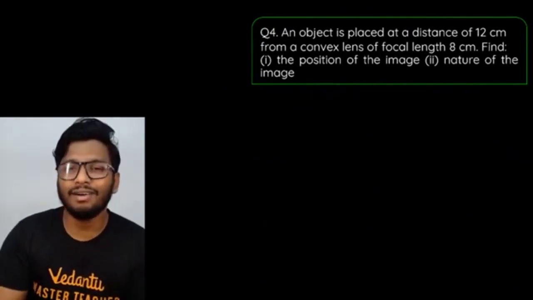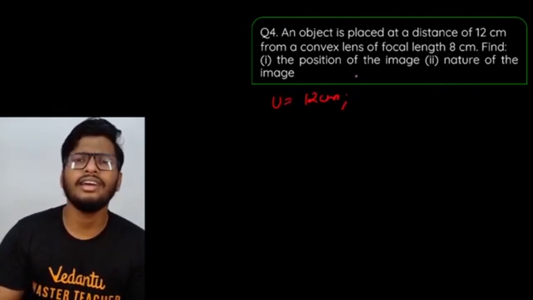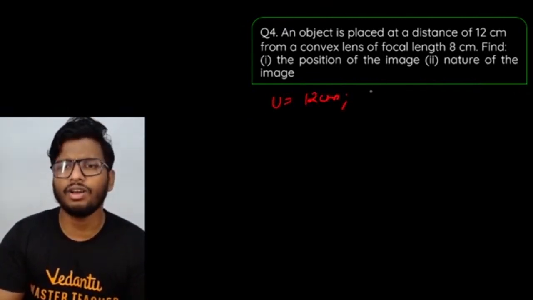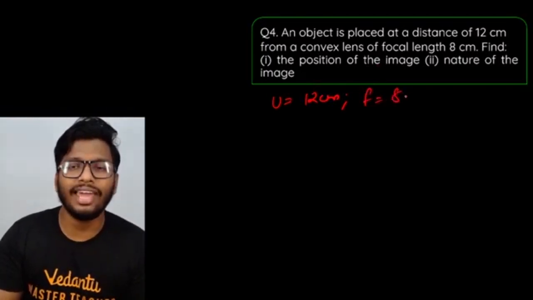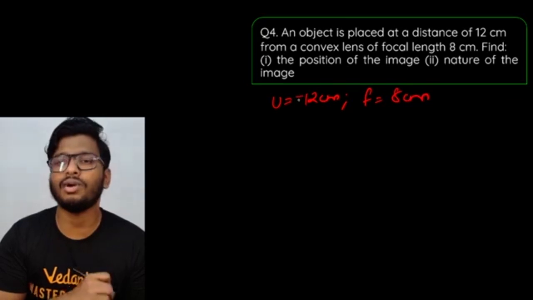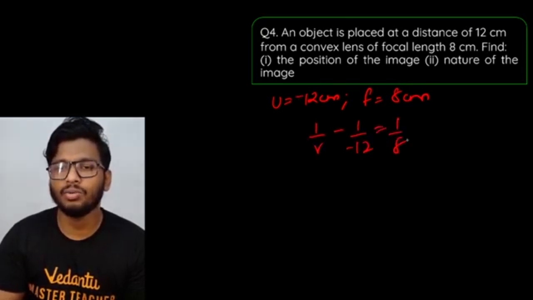Anyways, the object is placed at a distance. So U is given as 12 centimeters. Good start. For a convex lens, that means the focal length is going to be positive. So it's going to be 8 centimeters itself, and U is going to be minus 12. Find the position of the image. So 1 by V minus 1 by minus 12 is equal to 1 by 8.